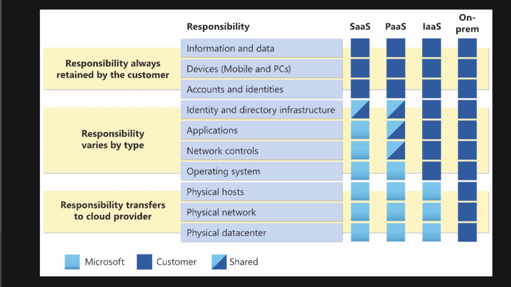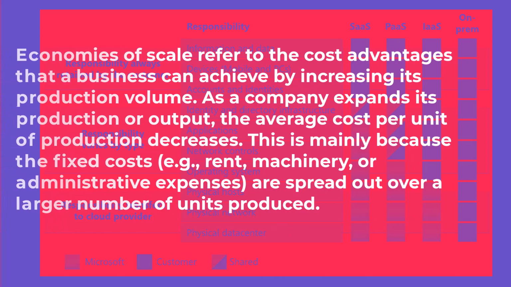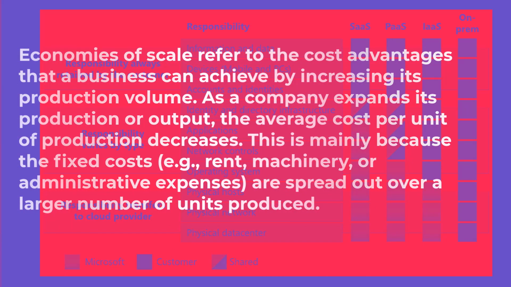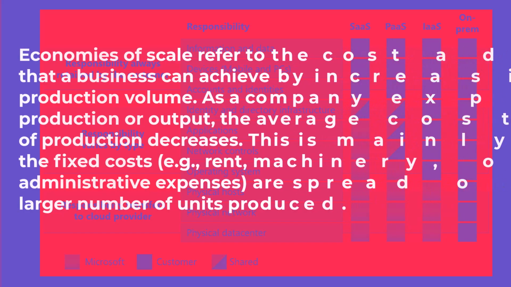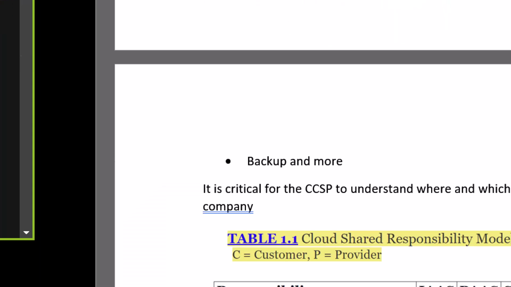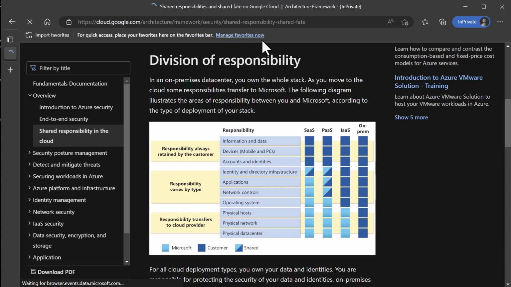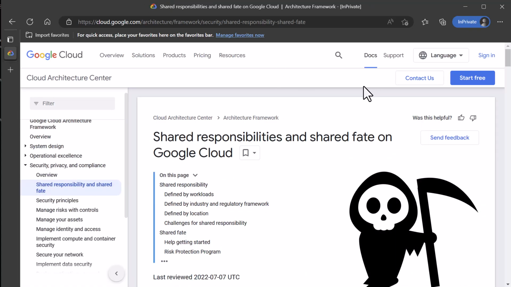So if you want to do the least amount of work, then you want to go with the SaaS model. A lot of companies are doing that now because SaaS is becoming so good and so focused on what they offer by using economies of scale and just doing so much of the same thing, that they can provide a high quality service better than the people that you have in-house. All right, let's take a look at one more. And this one is going to be from Google, shared responsibility and shared fate. Ooh, that sounds grim, on Google Cloud.